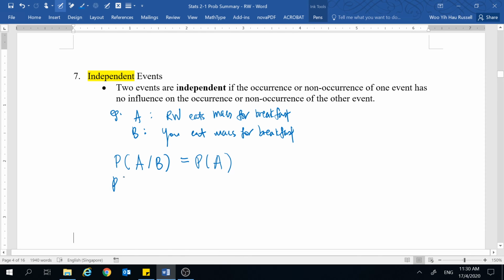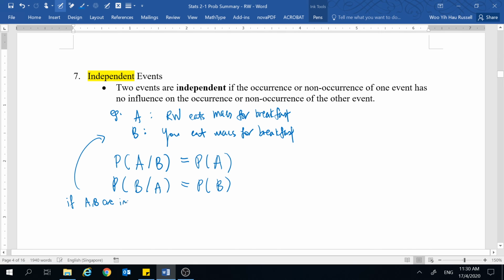Similarly, probability B given A. Now, given that I eat McDonald's for breakfast, what's the probability that you eat McDonald's for breakfast? Surely it won't affect each other. Definitely it's probability B. As a result, if A and B are independent, this one should come here.